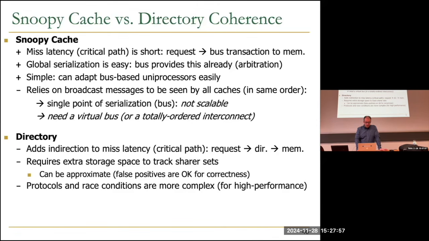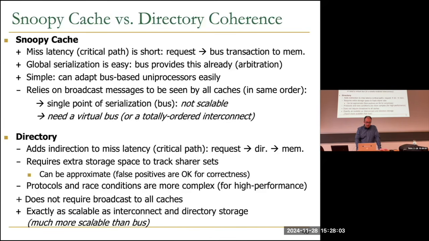Protocols and race conditions are more complex for high performance. But the good thing for a directory is that it does not require broadcast to all caches and is exactly as scalable as the interconnect and directory storage. This is much more scalable than a bus. You can distribute your directory across a lot of cores. And as long as you can scale your interconnect, hopefully you can also scale the directory well.